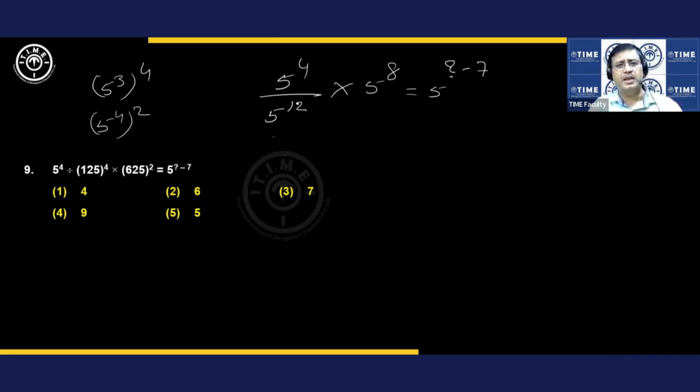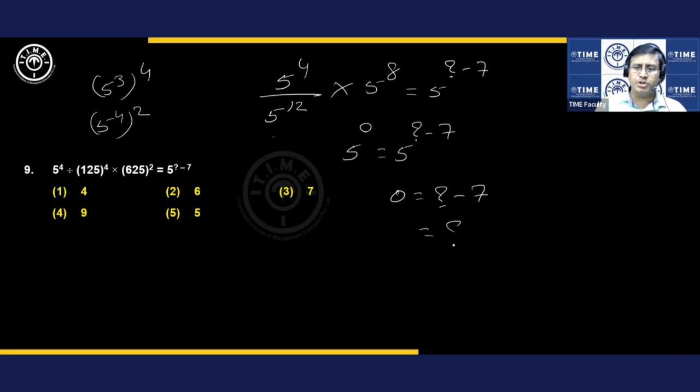A power m into a power n, that is a power m plus n. A power m divided by a power n means a power m minus n. My dear student, 4 plus 8, 12, and 5 power 12. So here the numerator and denominator get cancelled. Remaining is 5 power 0, which is equal to 5 power question mark minus 7. When the bases are same, we can equate the powers. So 0 is equal to question mark minus 7, the value of the question mark is 7. What is the right choice? Option number 3. The third choice is the right answer.